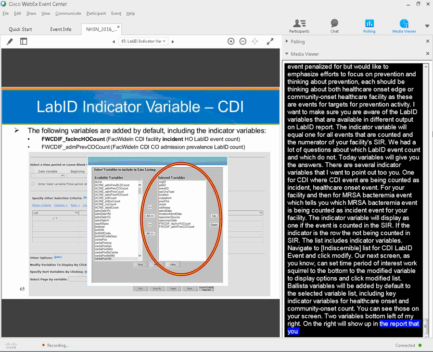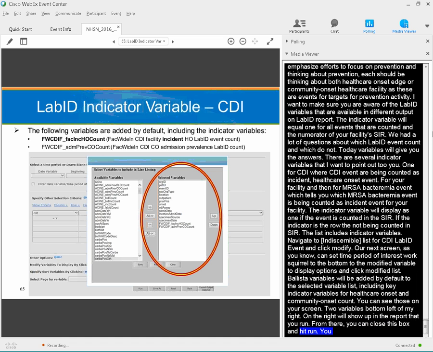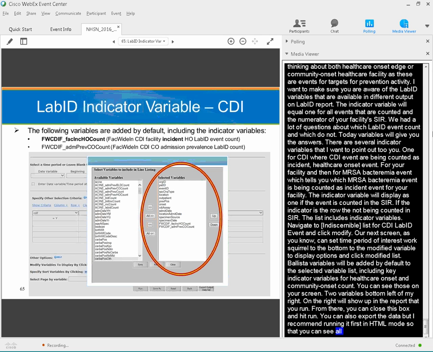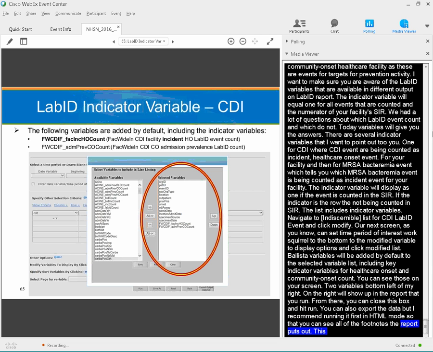You can also export the data, but I recommend running it first in HTML mode so that you can see all the footnotes that the report spits out. Those are really important to read because they include notes about what data was included in or excluded from your report.